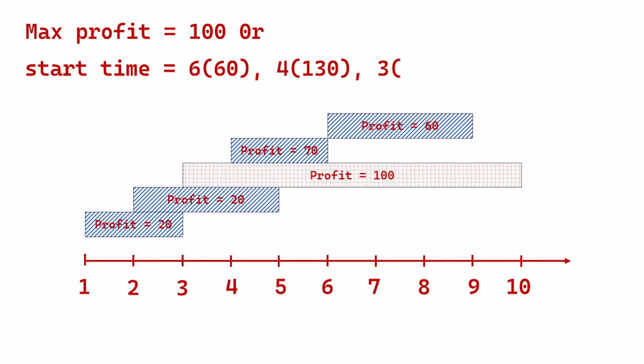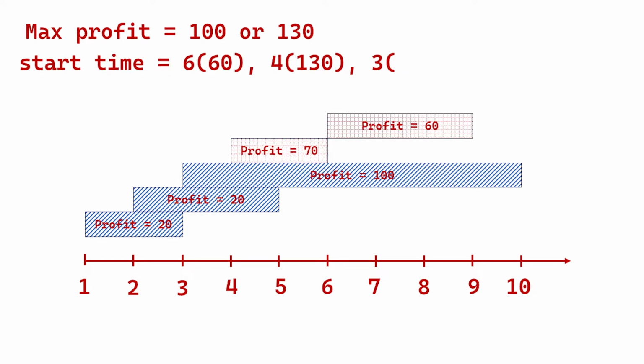We again go towards the next, which is 10. We have no start time which is after 10. So the current profit till this iteration is 100. But the maximum profit that we have so far is 130. So we discard the 100 and instead use 130 as the profit with the start time 3.